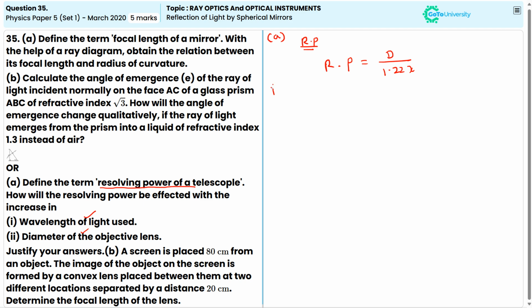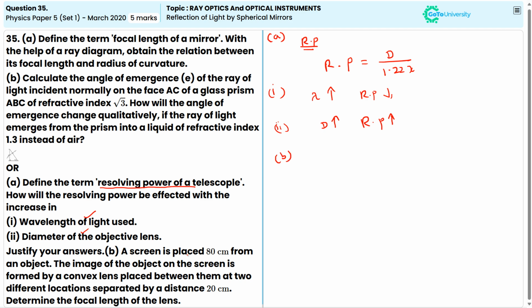The first thing they are asking is the wavelength of light used. As the wavelength lambda increases, the resolving power Rp decreases because they are inversely proportional. Now the second case, the diameter of the objective lens. When the diameter of the objective lens increases, Rp also increases because they are directly proportional. Now the second question is B.